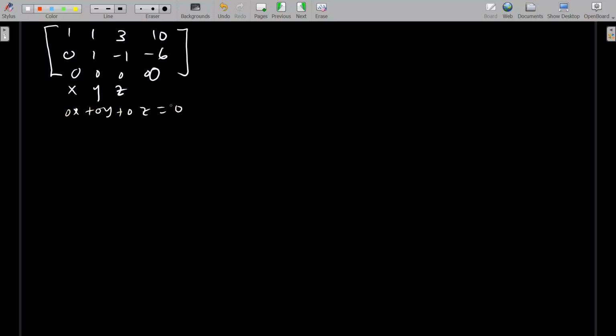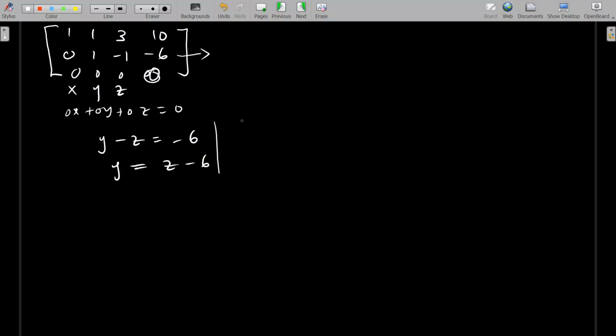If this happens, then your system has infinitely many solutions, and we can realize that in the reduced form of the system, all we've had here is 1 1 3 10, and then 0 1 negative 1 negative 6, 0 0 0 0, right? What it means is I have x y z here. So the last row confirms that 0x plus 0y plus 0z should give me 0, and that is true because 0 times anything is 0, right? Now the second row is y minus z is equal to negative 6, and it means that y is equal to z minus 6.